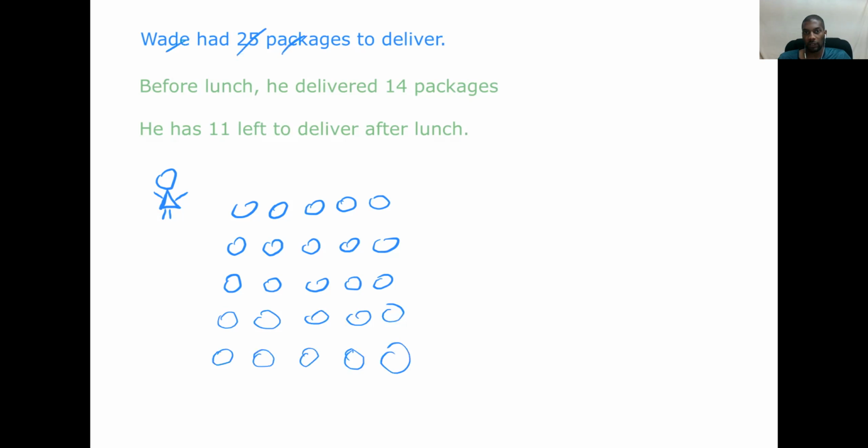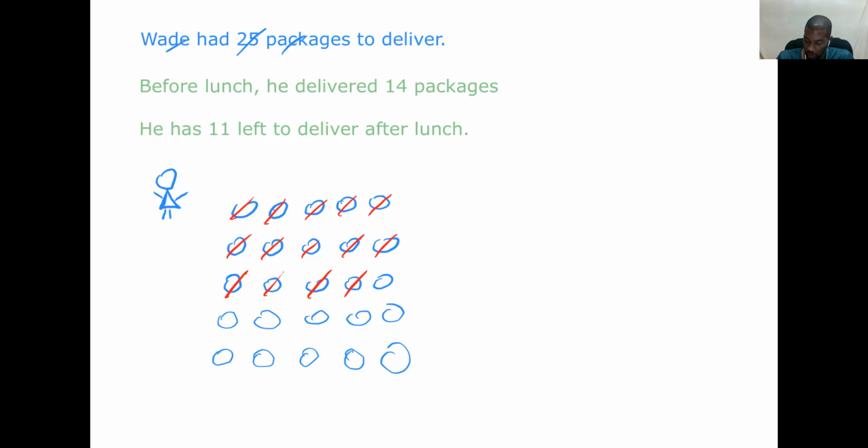Before lunch, he delivered 14 packages. So if he delivered 14 packages, I'm thinking to myself, he got rid of them, right? He put them on the doorstep, he left, he's gone. So let's get rid of 14 packages. Count with me. 1, 2, 3, 4, 5, 6, 7, 8, 9, 10, 11, 12, 13, 14. So Wade got rid of 14 packages, and now he has 11 packages left to deliver after lunch.